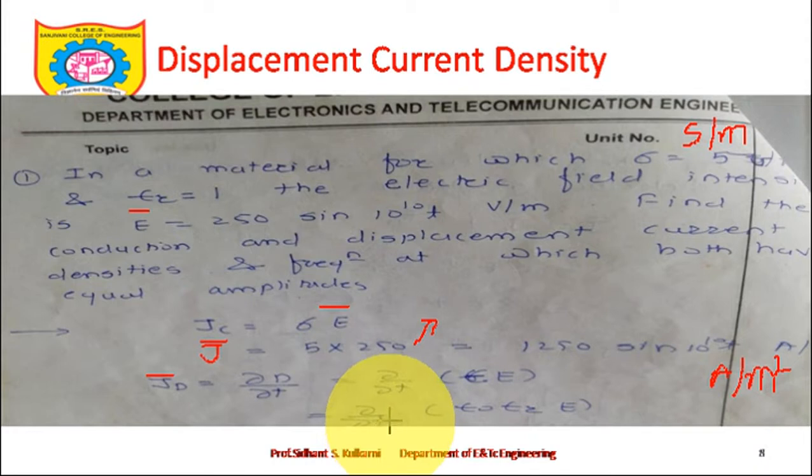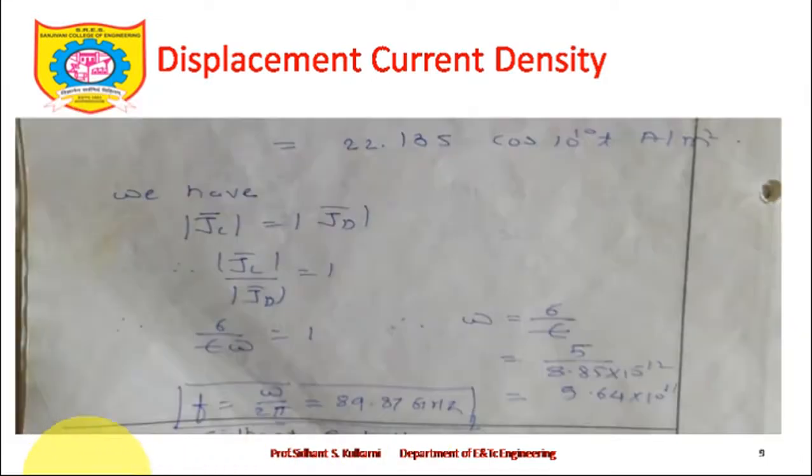Don't forget to do that. Just try to calculate. In the next slide we will see the answers of them. You can pause this video for some time and solve it, and then we will continue from the next slide onwards. I hope you have solved it, and you might have got the final answer as 22.135 cos 10 raised to 10 t.